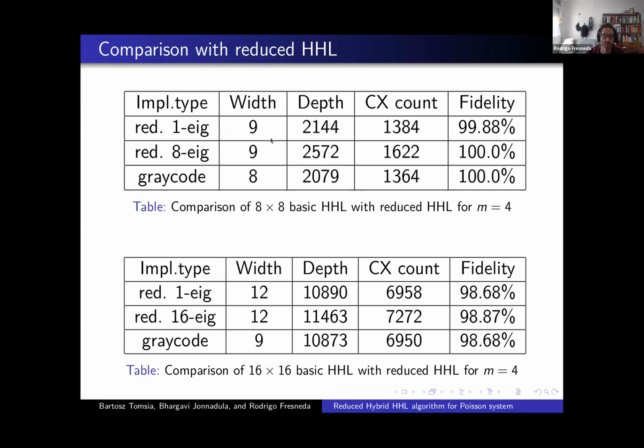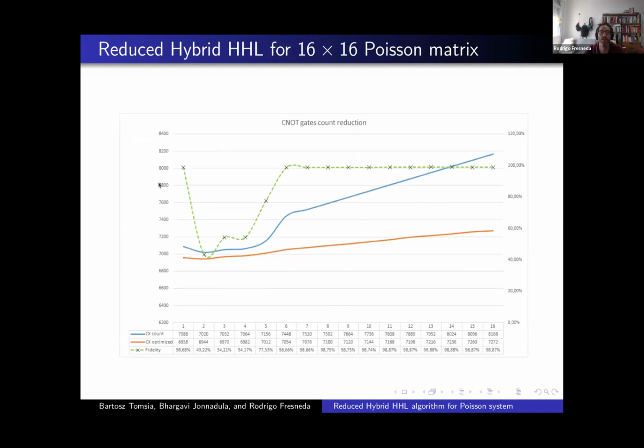What you see is the depth is very close to the best implementation you could have for amplitude loading, which is gray code. And the fidelities are really close to 100%, even using just 1 eigenvalue from the whole matrix. So I think this is a feature we would explore further, to see how a better implementation of the controlled unitary for the reduced case, something like gray code, could even improve these results further.